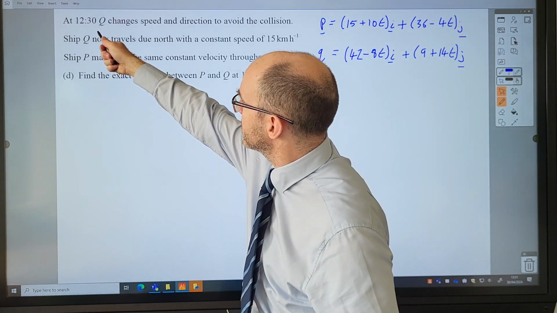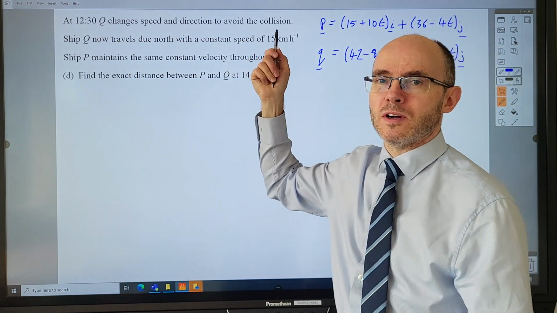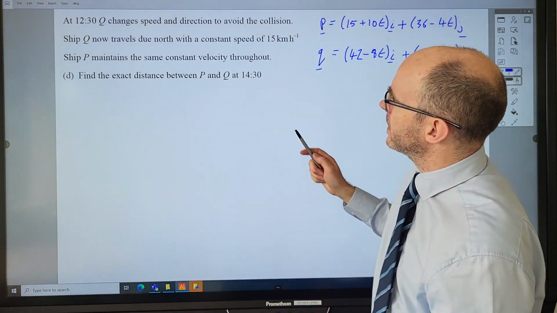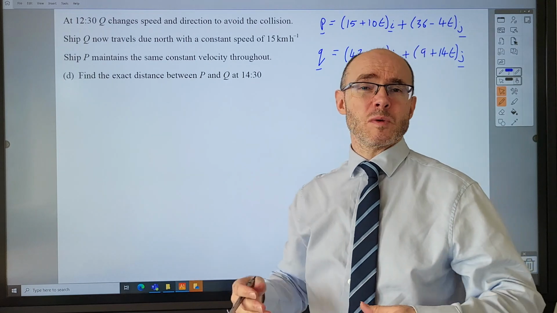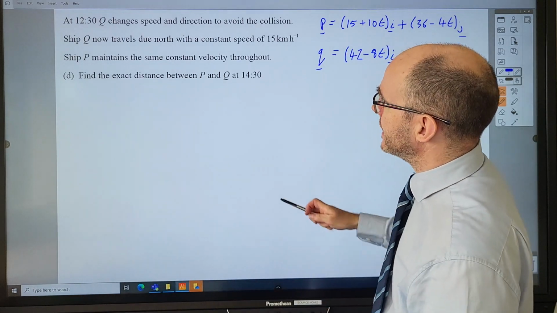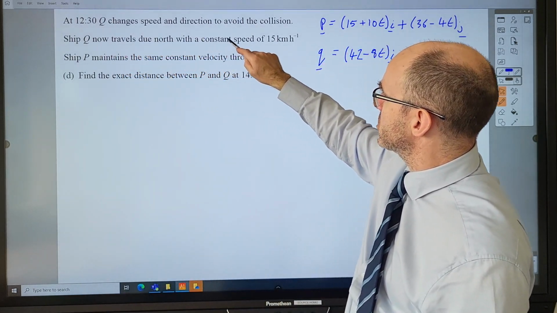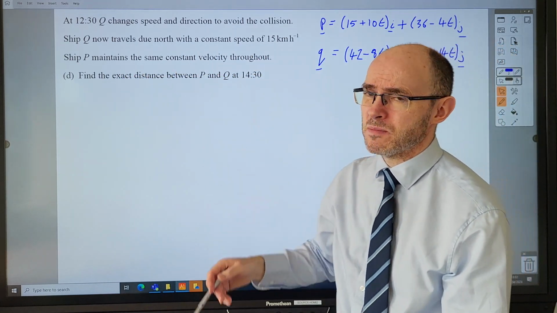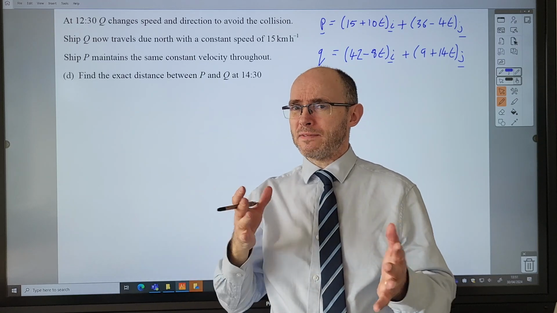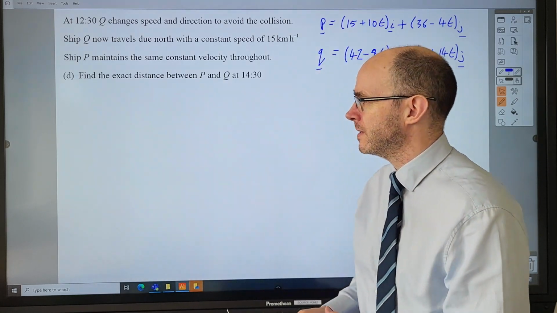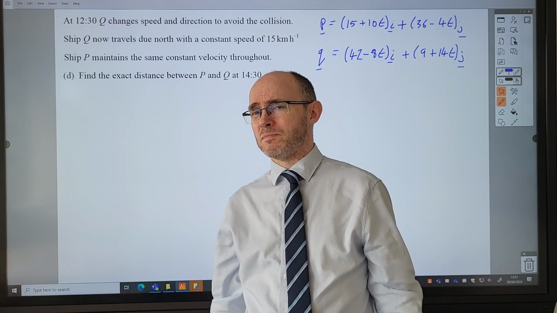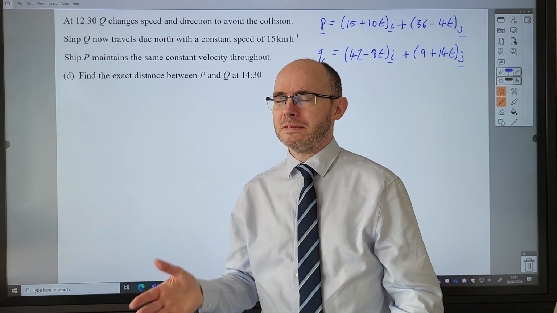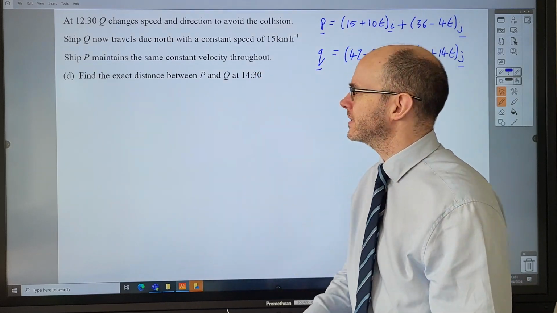So at 12:30, Q changes its speed and direction, of course, to avoid the collision. These things happen in real life, by the way. And you don't know it happens because obviously there's no collision. Ship Q now travels due north with the constant speed of 15 kilometres per hour. Ship P maintains the same constant velocity throughout. So just bear in mind, both ships don't have to change direction, only one of them does. Just bizarrely, of course, if both ships do change direction, they could still end up colliding, couldn't they? Something like that. You don't really want that to happen.